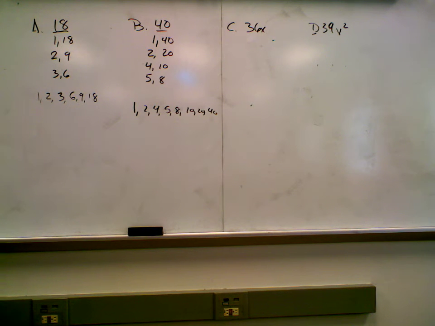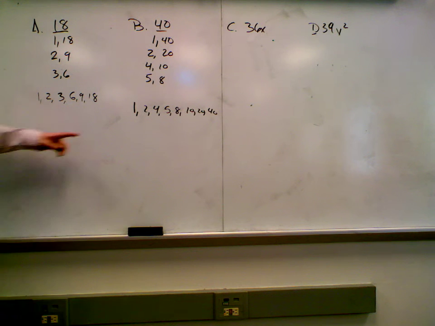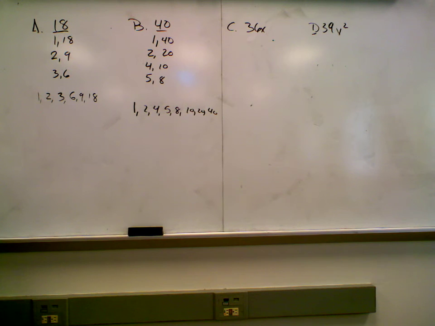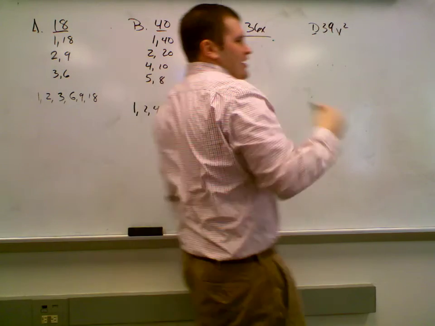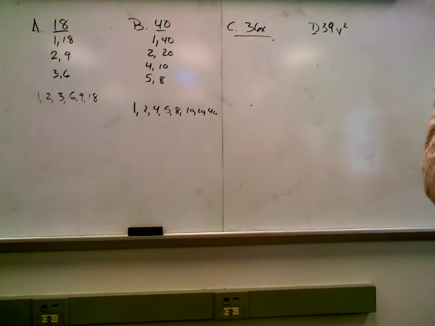Now, if you don't go in order, that's fine. It just makes writing in order a little more difficult. You just have to think a little bit, so just copy. Any questions? Okay, for C, I want you guys to write down the factors of 36. Don't worry about the X right now. Just write down the factors of 36.